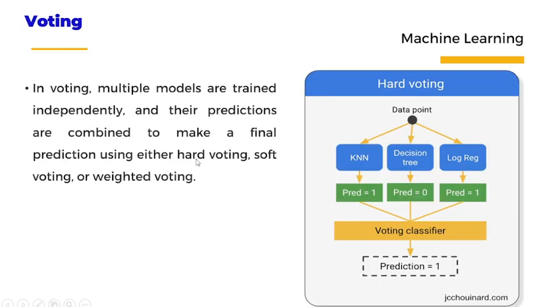Here in voting, multiple models are trained independently and their predictions are combined to make the final prediction using either hard voting, soft voting, or weighted voting. Based on that, it gives the prediction. Here we have considered hard voting. In hard voting, the final prediction is the most common prediction from all the models.